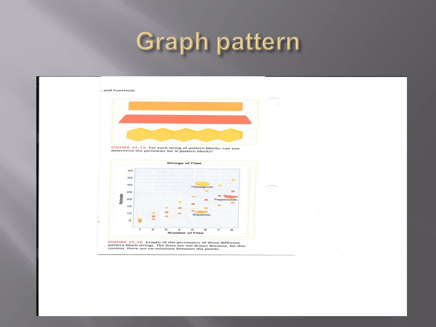For number 1, this graph represents the number of tiles needed to cover the perimeter distance. For number 2, there is no line because there are no solutions between the points. They are not connected. Number 3, because the hexagon shape is smaller or shorter than the other two, you will need more tiles to cover the same perimeter.